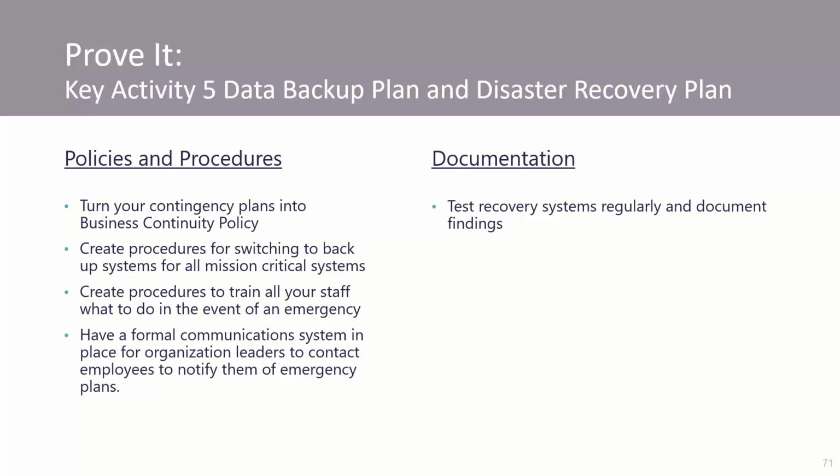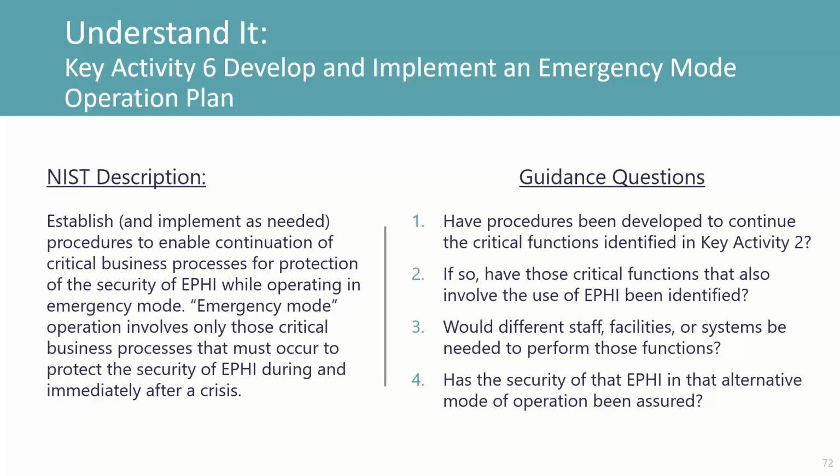Again, when we come back from that disaster and we're all getting back into the office, we have to test the recovery of the systems. It's one thing to shut them all down. Now we're bringing them all back up, and we have to test the recovery and document what our findings are. And then develop an emergency mode operational plan as well. Have procedures been developed to continue the critical functions that have been identified? Again, we have a company that backs us up. But we always have to know what those critical functions are.